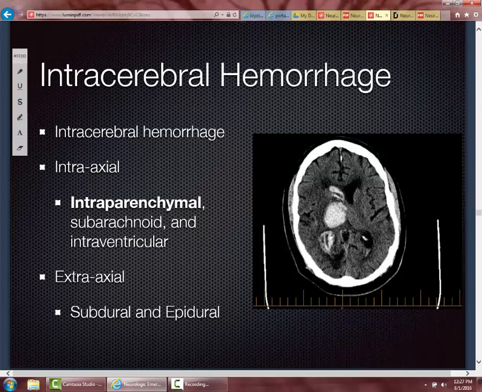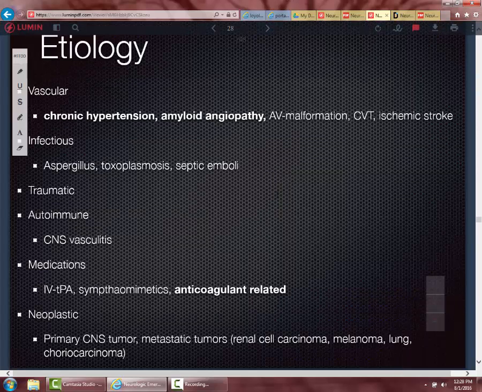They're pretty unusual outside of trauma. I know in the bone marrow unit they can have spontaneous subdurals related to thrombocytopenia, but by and large they're related to trauma. And then of the intraaxial hemorrhages, intraparenchymal makes up the vast majority by far. So over 90% are intraparenchymal hemorrhages as compared to subarachnoid or intraventricular hemorrhages. So that's what we're going to talk about most.